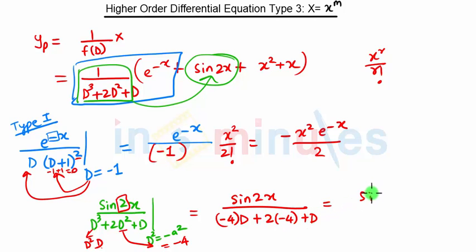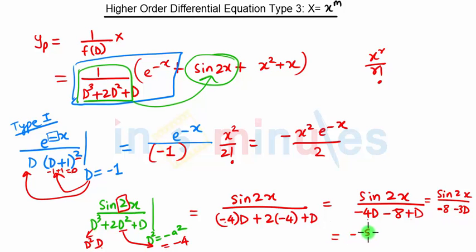So if we calculate this, we will get sine 2x upon minus 4 into d. 4 into 2 is 8, and plus into minus is minus, plus d. So this will become sine 2x upon minus 4d plus d, which is minus 8 minus 3d. If I take the minus sign from the denominator common, I will get minus sine 2x upon 8 plus 3d. Since d is in the denominator and it is 8 plus 3d, we take the conjugate of this, that is 8 minus 3d. We multiply and divide by 8 minus 3d.